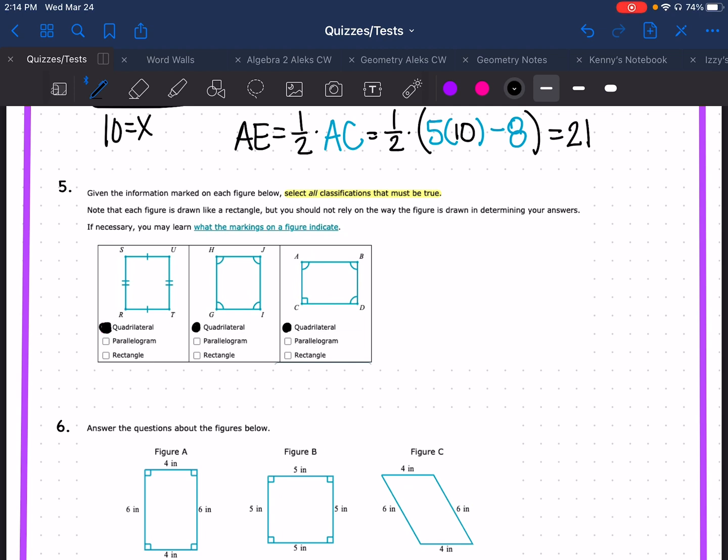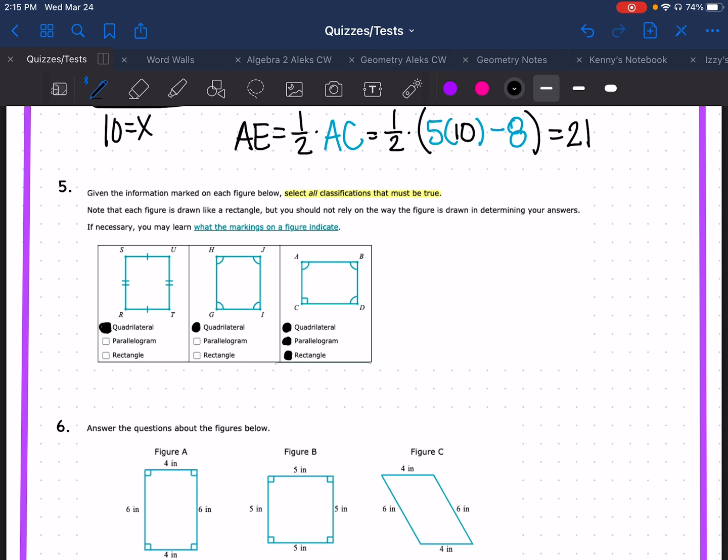Now, a rectangle, I know that a rectangle has four right angles. So in the last one, I can see that there's a right angle here at C. So this one for sure is a rectangle, which means it is also a parallelogram, because a rectangle is a parallelogram and a quadrilateral. So if you click rectangle, you want to click all three. Now, should I click anything else?